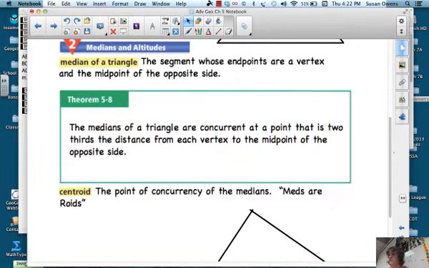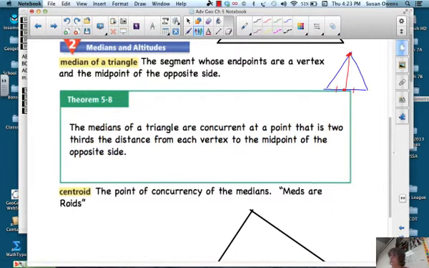So we start out with a definition of what a median is. A median is the segment whose endpoints are a vertex and the midpoint of the opposite side. So if I draw a triangle and then I draw one of the vertices, and then I also draw the midpoint on the other side, so assume those, the median will go from that vertex to the midpoint.